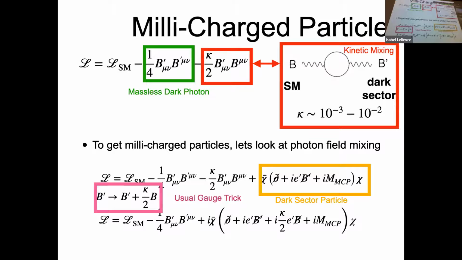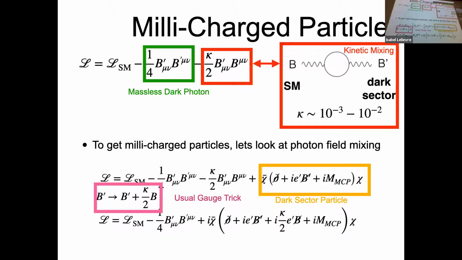All right, so here's your dark sector particle, and it's interacting with the dark photon. You can do the usual trick and parameterize it so that you get a charge for your dark sector. The idea here is that your dark photon is now mixing with the photon. And so that means your dark sector particle will now have an interaction term with the regular photon.